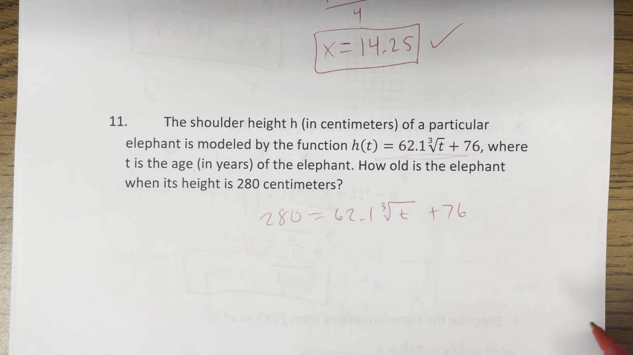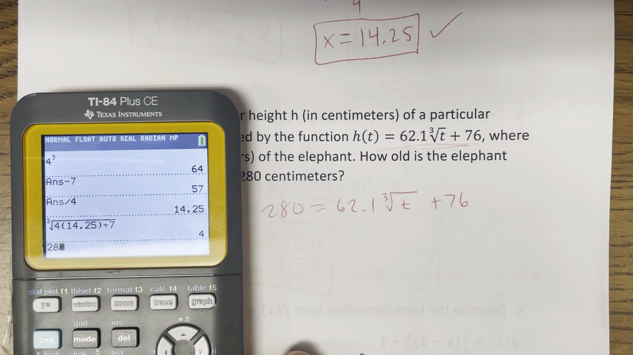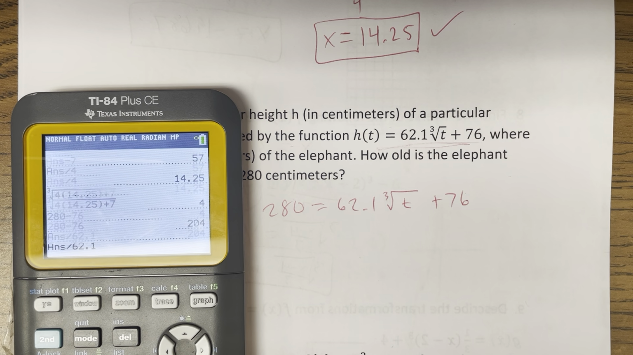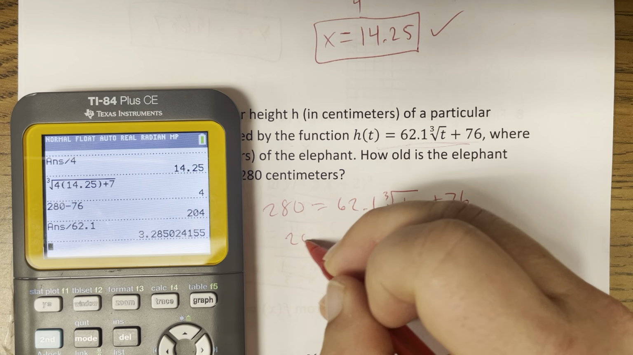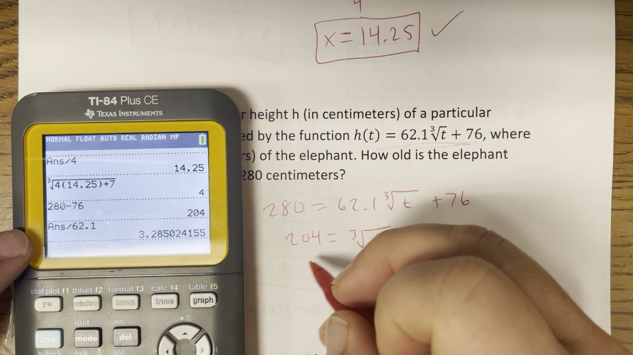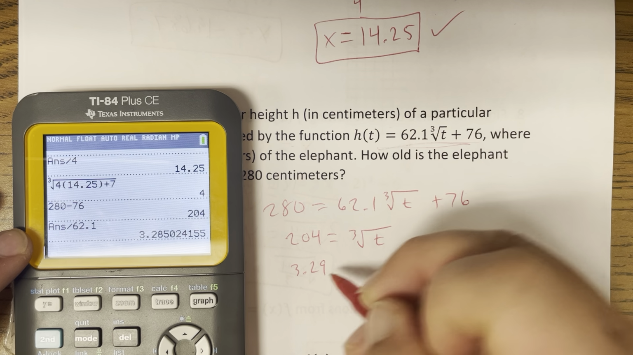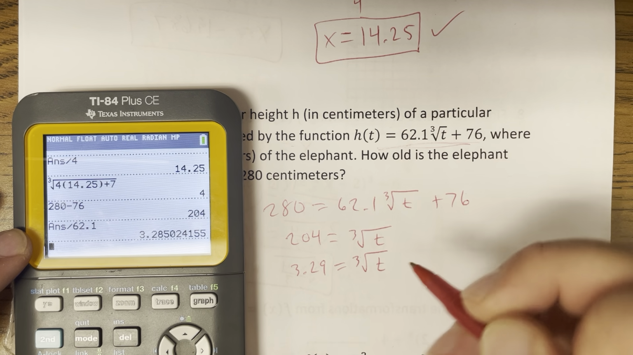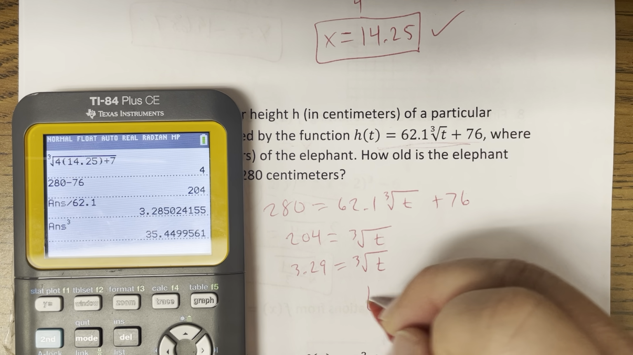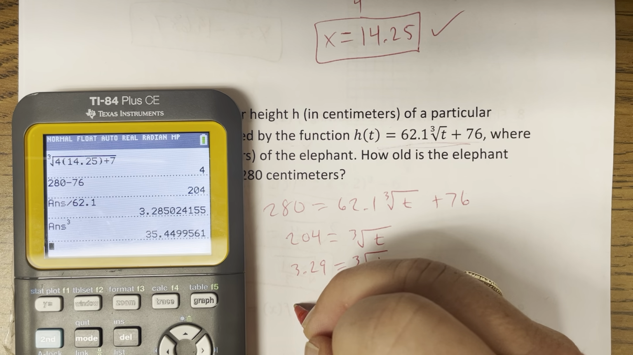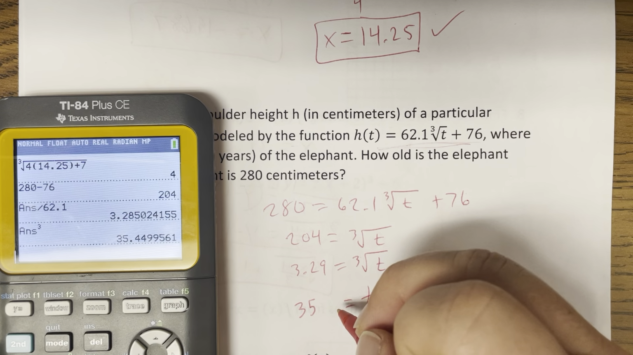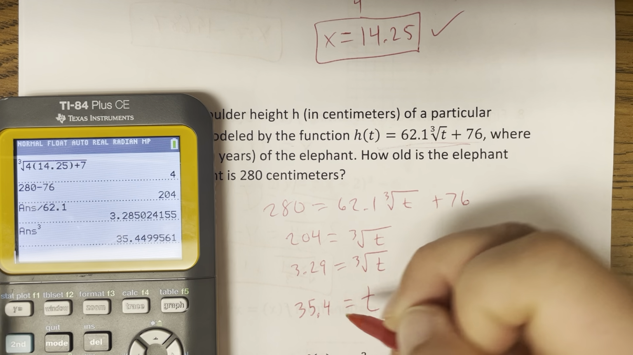And so we're gonna subtract 76 over first, and so we're at 280 minus 76. And then we'll divide that by 62.1. And so that's going to be 204 equals the cube root of t. We divided by the 62.1 already to get 3.29 equals the cube root of t. And then we'll cube both sides. So I'm just going to go ahead and cube my answer to keep it as exact as possible. So t equals about 35.4 years old.